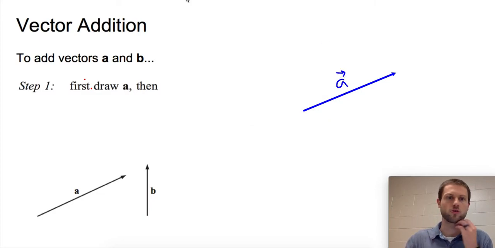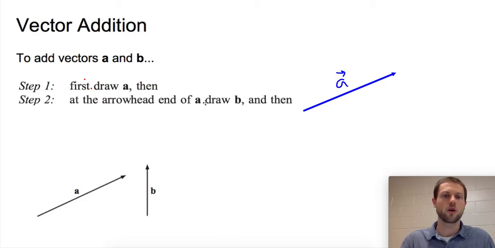That's my first step, to draw the vector. And then I want to, at the arrowhead of the end of vector A, draw vector B. So here is my vector A. It begins here and it emanates to this terminal point here. At the tip of this vector, I'm going to start my vector B. So let's draw vector B, and that's a vertical vector, and it's about this long. And this would be vector B.